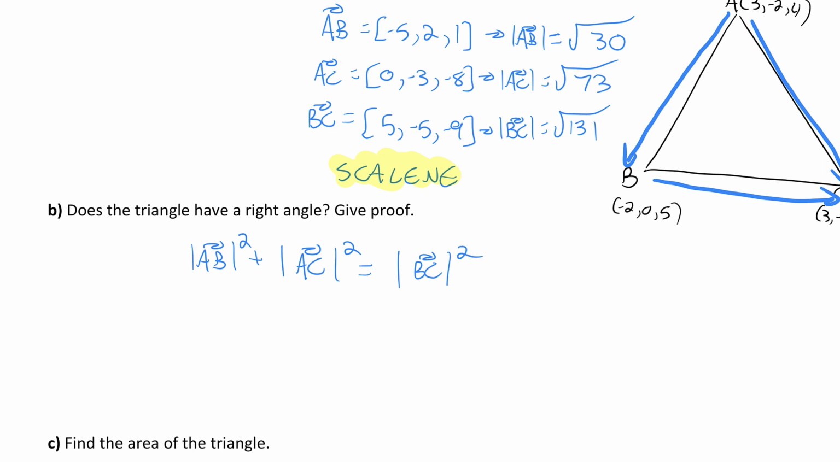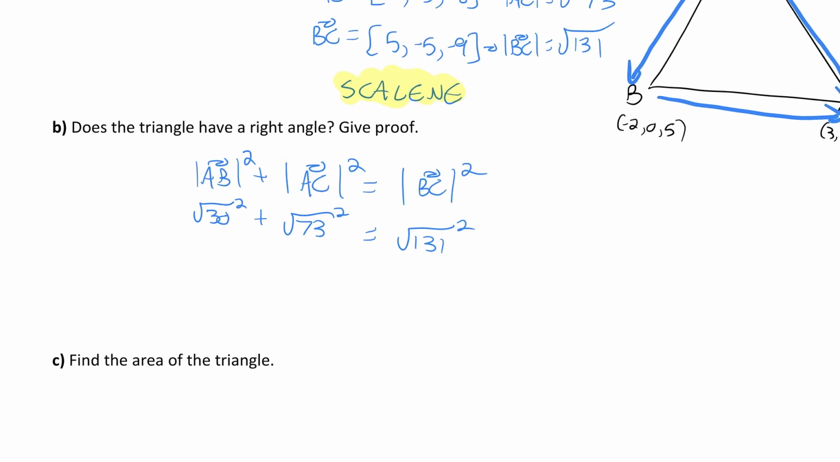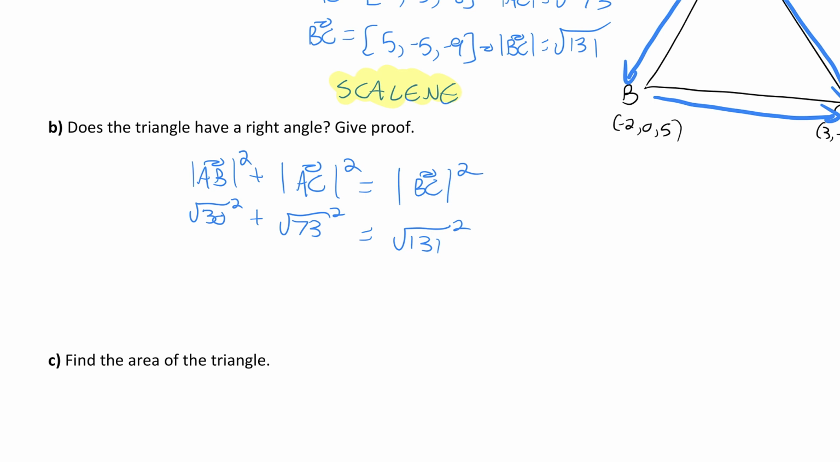If I replace these with their magnitudes, I get root 30 squared plus root 73 squared equals root 131 squared. A square root and a square are inverse operations, so they cancel out. So I've got 30 plus 73 equals 131, which gives me 103 is equal to 131. Well, I can tell that those are not equal, which means it is not a right triangle.